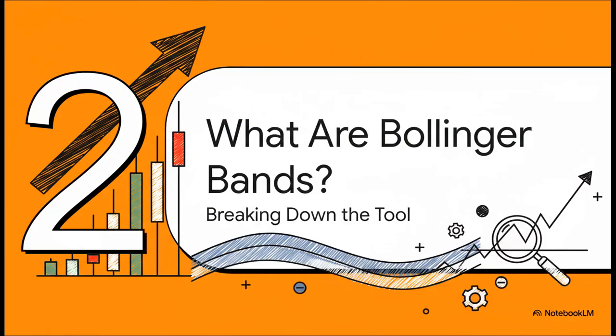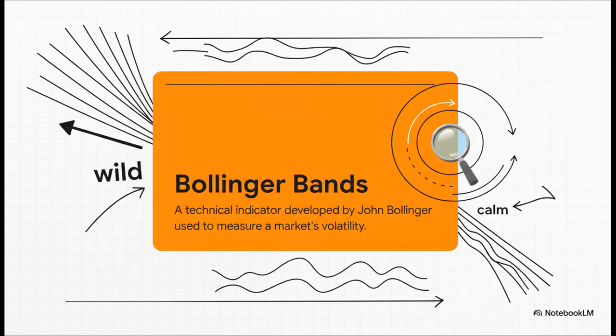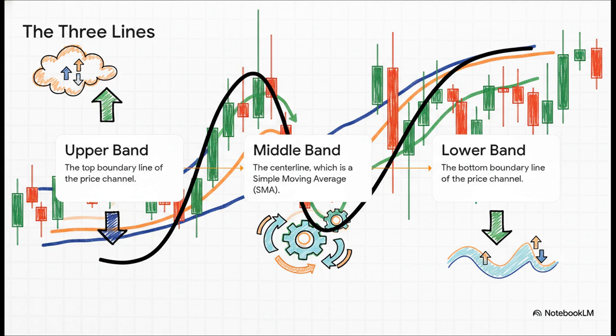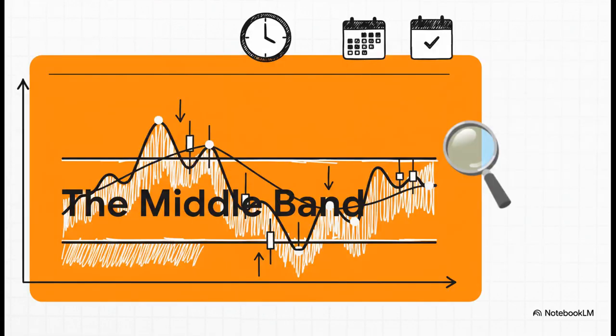What are these things, really? Let's break this tool down and see what it's made of. So, at its heart, Bollinger Bands are all about measuring a market's volatility. It's basically a way to see how wild or how calm the market is, just by looking at your chart. When you put Bollinger Bands on a chart, you're always going to see these three distinct lines: an upper band, a middle band, and a lower band. The line in the middle, that's kind of the foundation of the whole thing. It's just a simple moving average, usually over 20 periods, and it basically represents the recent price trend.